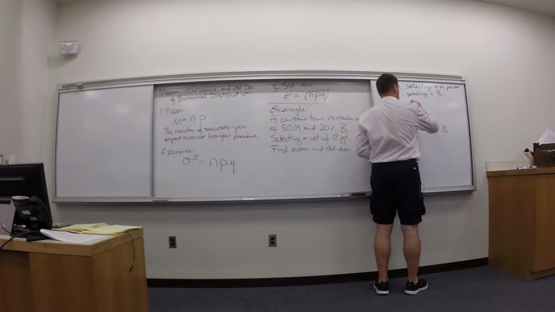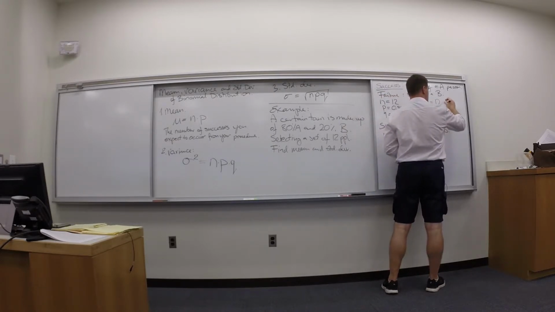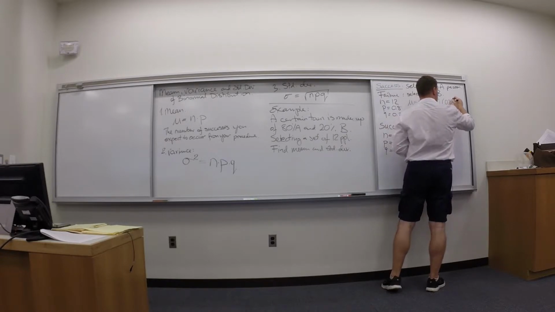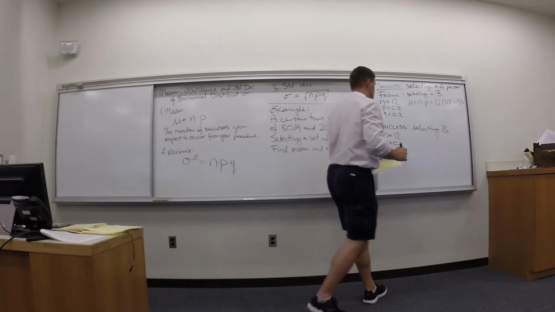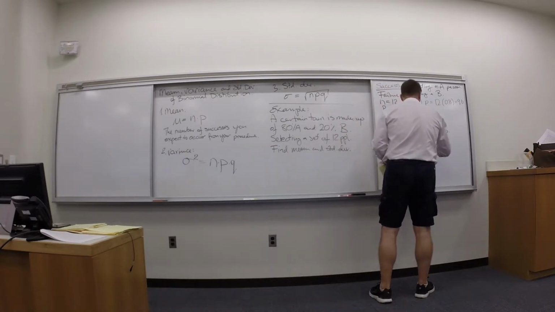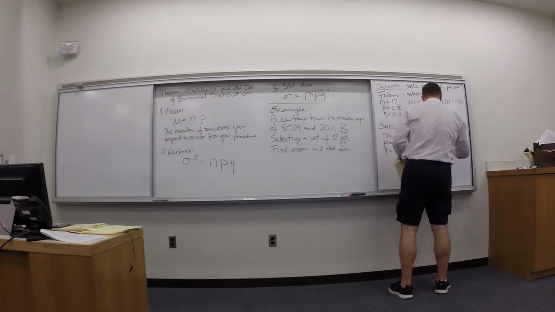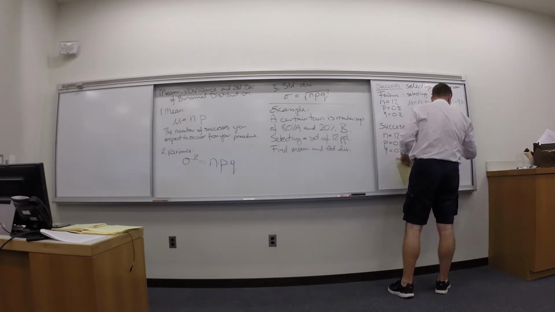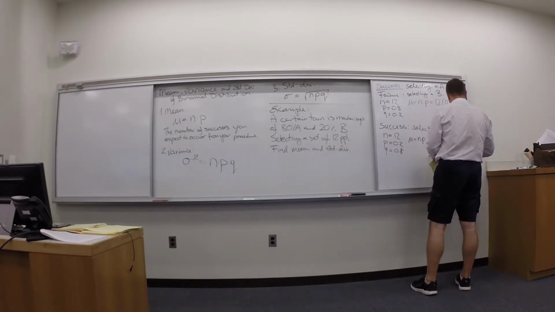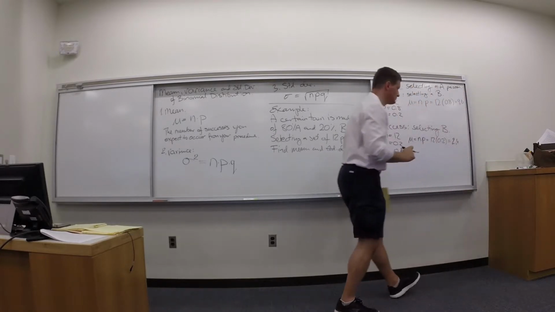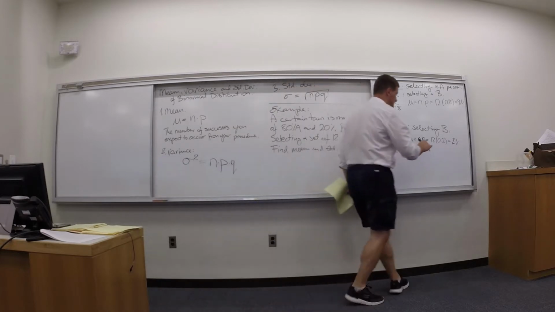In this case, mu equals n times p, which is 12 times 0.8, which comes out to 9.6. And here, mu equals n times p, which is 12 times 0.2. That comes out to be 2.4. It's a lousy two.